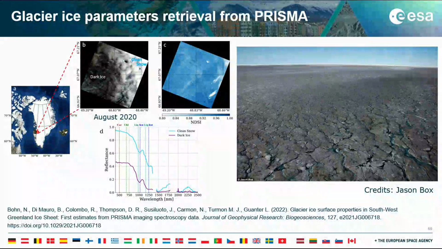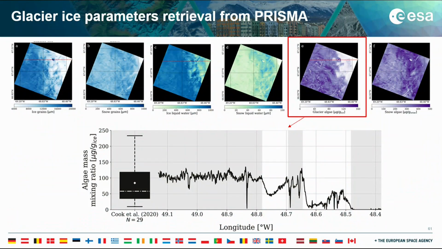We did a similar thing also in Greenland, where the ice is like this, so it's very dark in color, and we have ice streams at the surface. So in this case, we were interested in estimating the ice grains, the snow grains, and, as I mentioned, the liquid water content, not in the same way that we did in the other study, and the glacier algae concentration. In this study, we actually use a statistical model to invert the reflectance directly into the surface parameters.